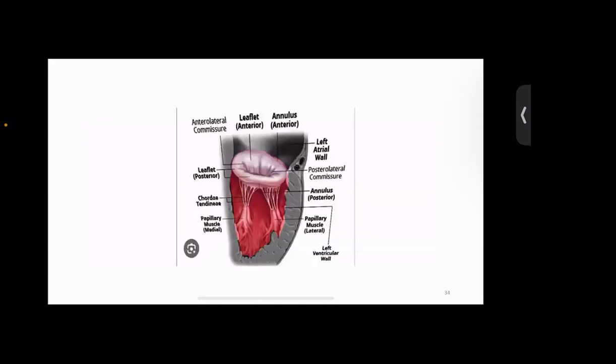So this is a picture showing the mitral valve. We can see the papillary muscles, both the posteromedial and the anterolateral ones. Then we can see the annulus. We can also see the chordae tendineae, and then the leaflet itself, the posteromedial commissure and the anterolateral commissure.